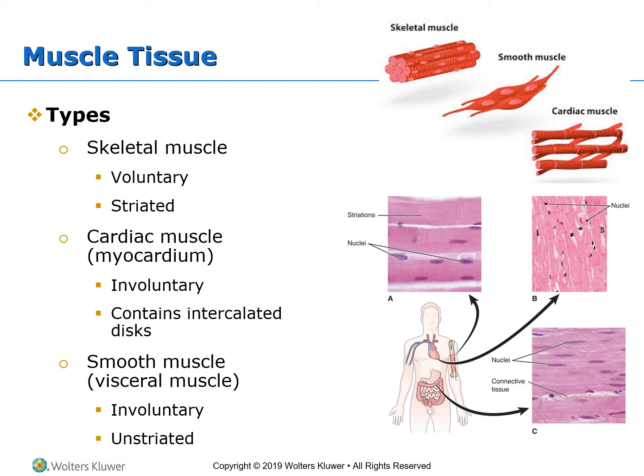However, when we look at the cardiac muscle under the microscope, it may have an awkward striated structure. This is because it contains intercalated discs, connections between the cells that may give this impression of striations.